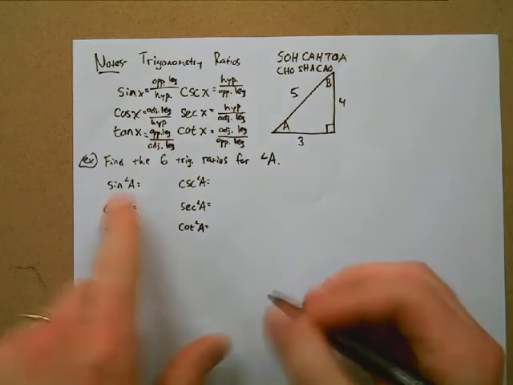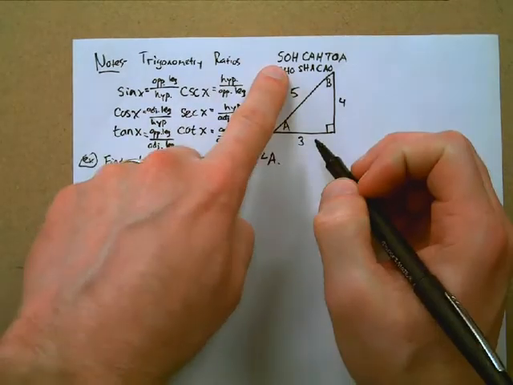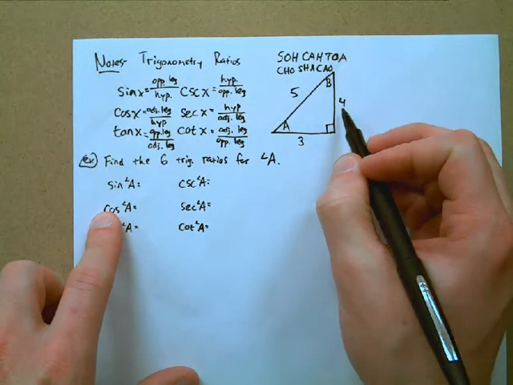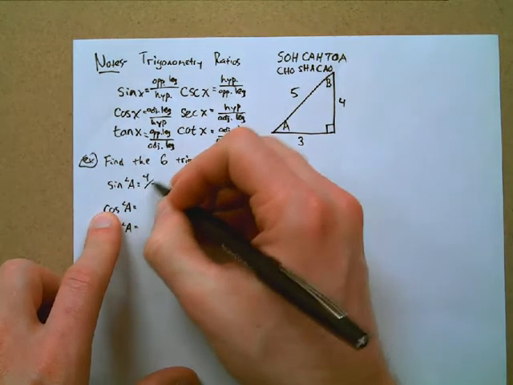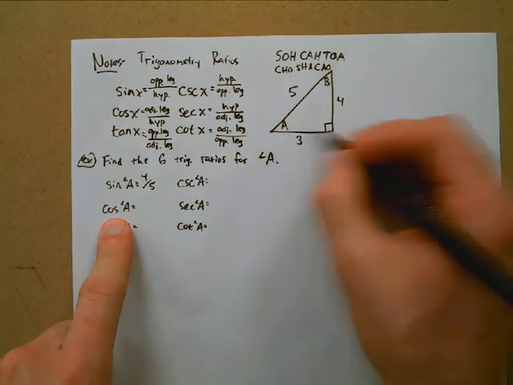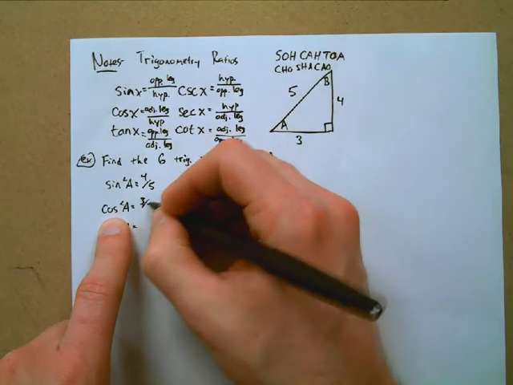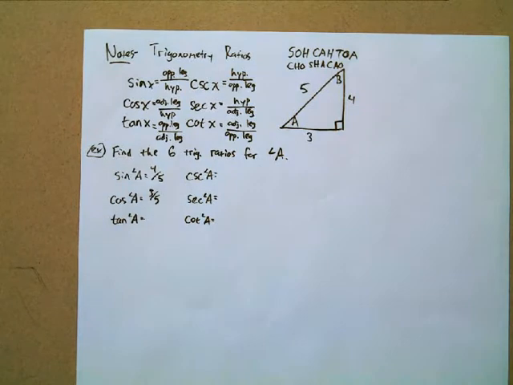And then, of course, cosecant will just be the reciprocal, so it'll be 5 over 4, 5 over 3 for secant of angle A, and then 3 over 4 for the cotangent of angle A. So there they are. Pretty straightforward there. All right.